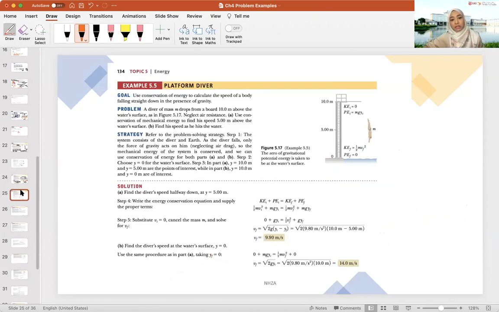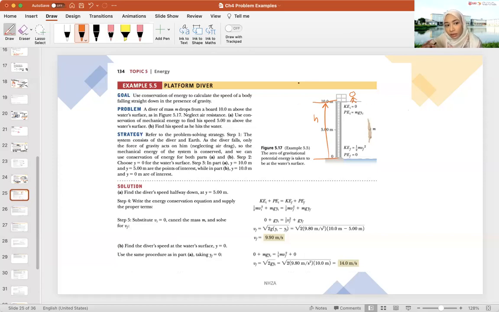Okay, so we talked about this example yesterday where this guy started at the top where he was not moving, but he was at some height, right? He was at 10 meters from the ground, or 10 meters vertical displacement from our reference point. In this case, our reference point is the ground.